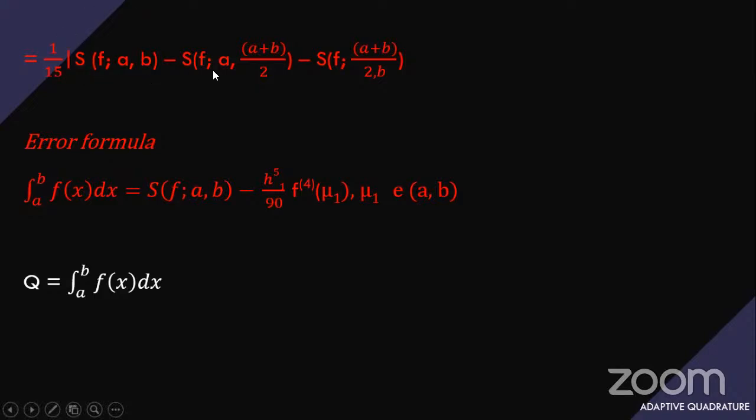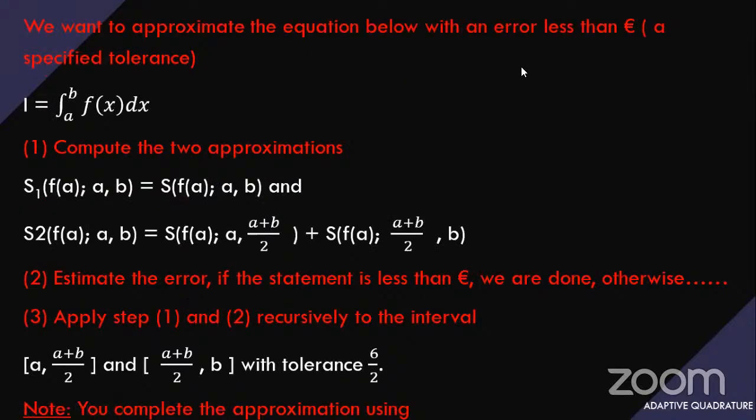the subintervals. So let's give an instance of what we have been talking about. Please, the next slide. That we want to approximate the equation below with an error less than a specified tolerance. So if I is equal to the integral from a to b f of x dx, then what are we going to do using adaptive quadrature?